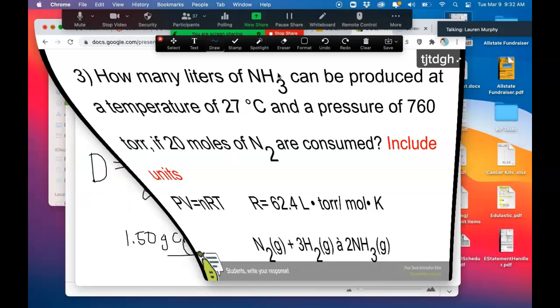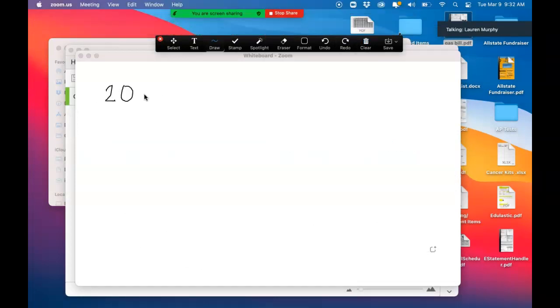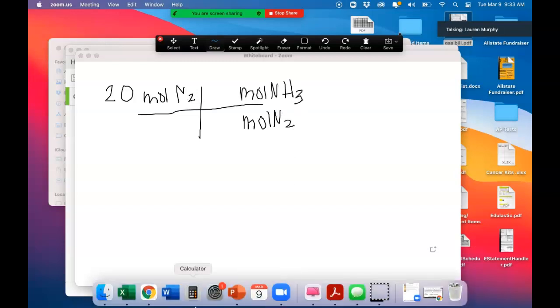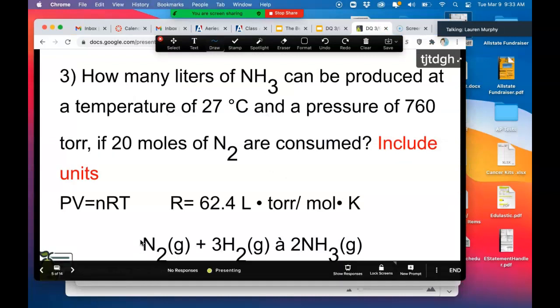So let's go here. 20 moles of nitrogen. And I will do my stoichiometry now. I will jump from my moles of nitrogen to my moles of ammonia using mole to mole ratios. You have your balanced reaction down here. I balanced it for you. So for every 1 mole of nitrogen that reacts, 2 moles of ammonia are produced.